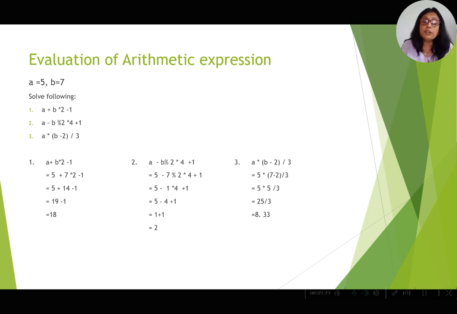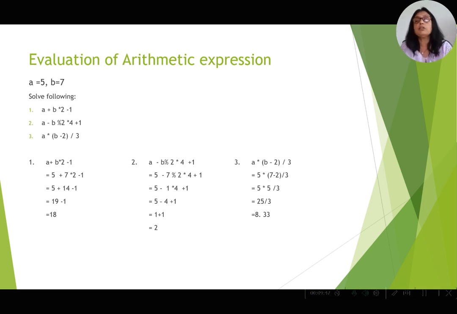After the first step, in the second step what do we have? 5 minus 1 into 4 plus 1. We have to multiply 1 into 4 first, because it is higher than minus and plus. So 1 into 4 is 4. So 5 minus 4 plus 1, which one will be performed first? Minus, because it is the first one from the left side. So 5 minus 4 is 1. 1 plus 1 is 2.